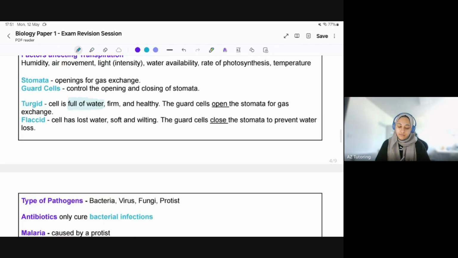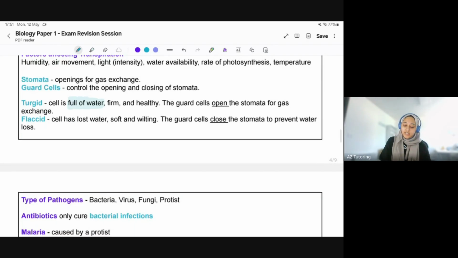If the plant cell is flaccid, it means it's lost water. So maybe the plant might be in a desert, for example, so it's lost so much water. So therefore the plant's dying. So the guard cells will then close the stomata to prevent water from leaving the plant.